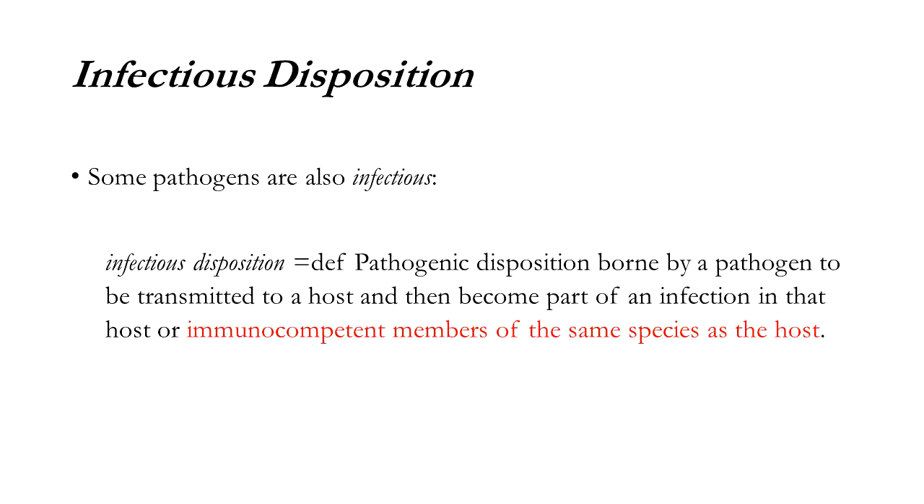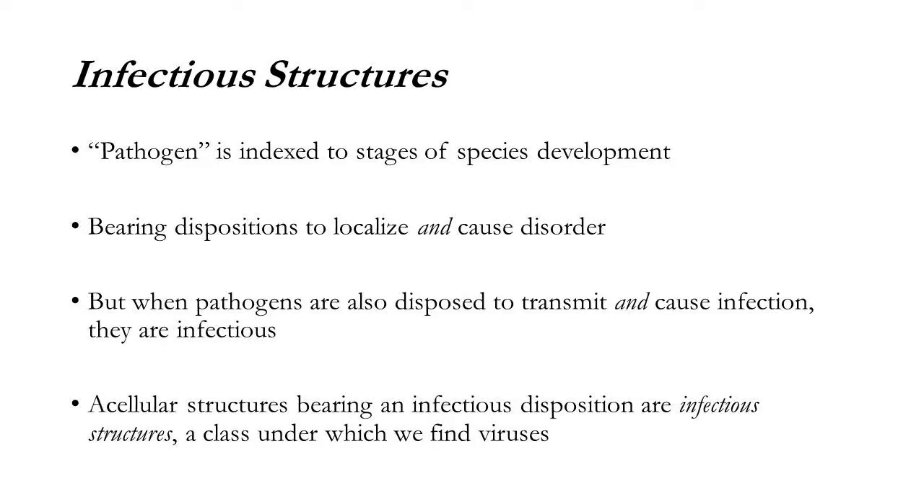HIV is a virus, HIV is infectious, and we want to capture it as such. So we do have to add this additional clause for infectious disposition as well as for pathogenic disposition. It's worth pointing out that pathogen, as we're treating it, is indexed to stages of species. Trees have pathogens, for instance, that are not pathogens for humans. Young trees, for instance, have pathogens that are not pathogens for older trees or more developed trees.